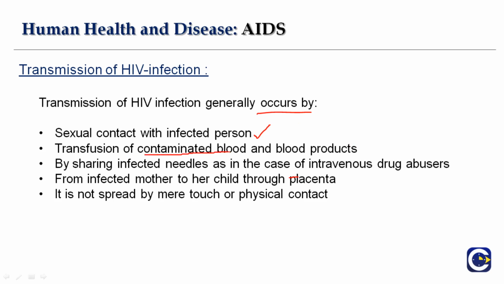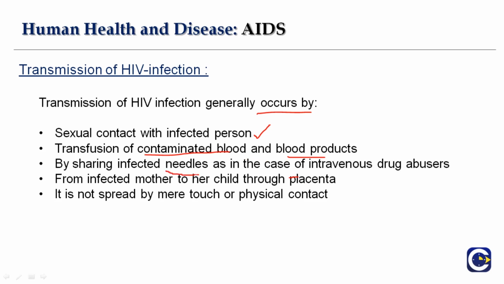Transmission also occurs through transfusion of contaminated blood and blood products. If a person willing to donate has HIV in the blood and it goes unnoticed, or they don't monitor properly, and that blood is given to somebody else who is healthy, they also get the disease.